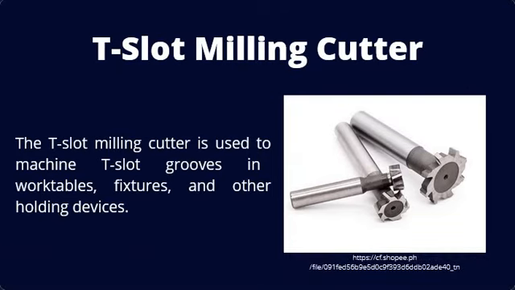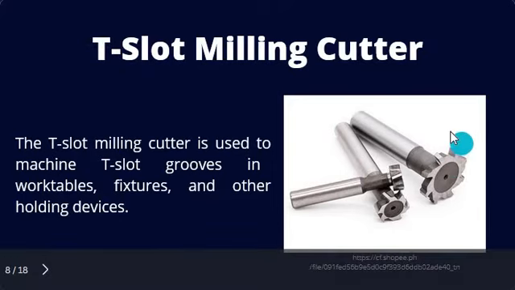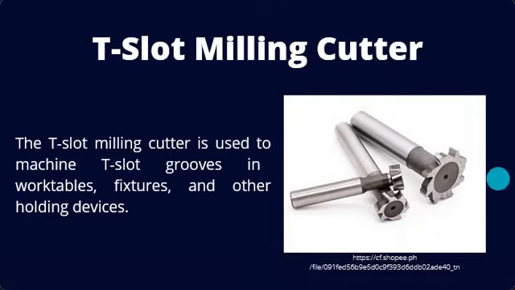Next is the T-slot milling cutter. The T-slot milling cutter is used to machine T-slot grooves in work tables, fixtures, and other holding devices. So the sole purpose of this T-slot milling cutter is to cut T-slot grooves.